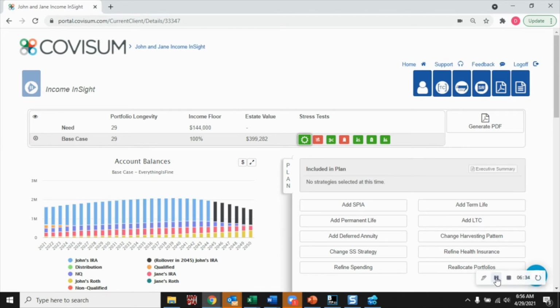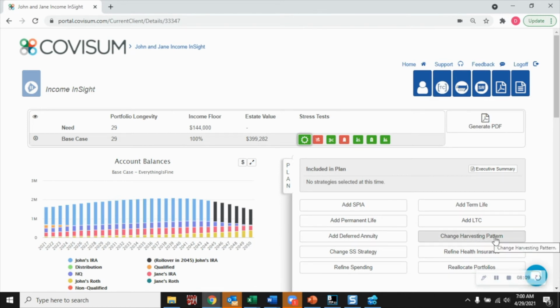Our base case assumes that the client is going to do what most people do, which is take Social Security as soon as possible, use non-qualified money for as long as possible until they're either forced to start taking IRA money because they have required minimum distributions, or they run out of non-qualified money, which again requires them to use IRA money. So in our plan, one of the most common things advisors are doing right now is changing the harvesting pattern, implementing a Social Security strategy alongside it, either harvesting from IRAs to bridge the gap, or doing some Roth conversions.